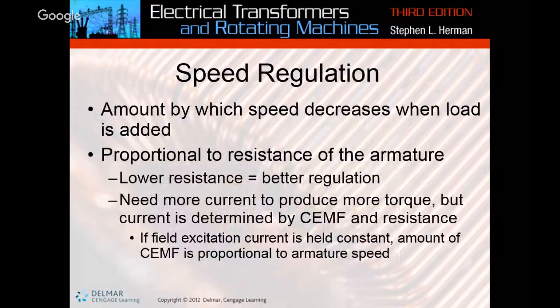Okay, speed regulation. The amount at which speed decreases when load is added is proportional to the resistance of the armature. The lower the resistance, the better the regulation. You need more current to produce more torque, but current is determined by CEMF, counter electromotive force, and resistance. If field excitation current is held constant, the amount of CEMF is proportional to armature speed.